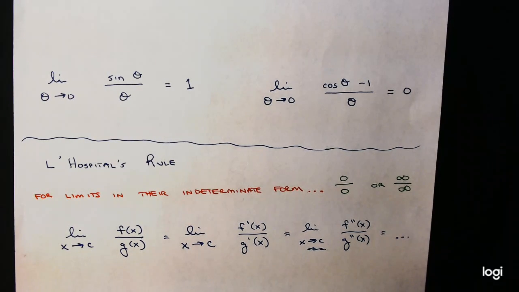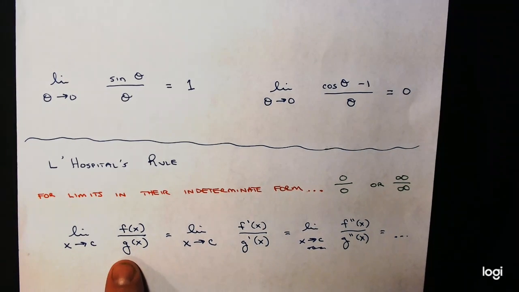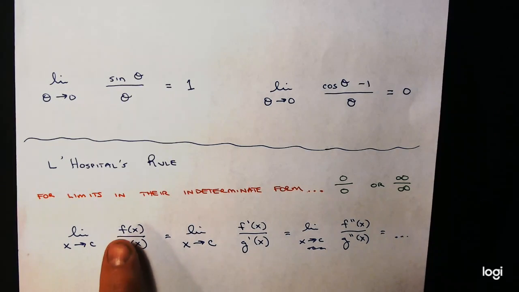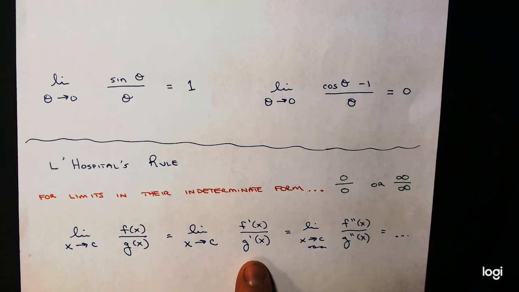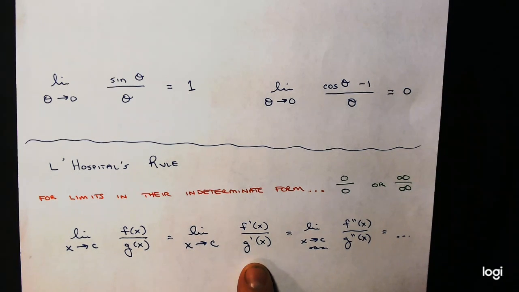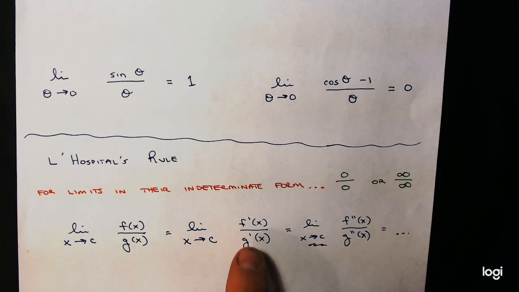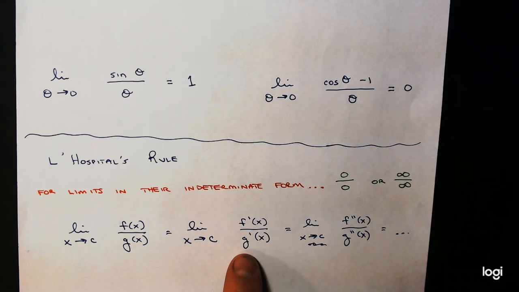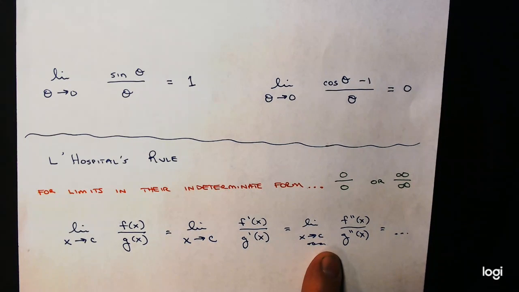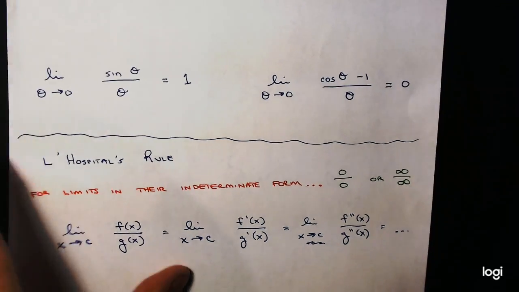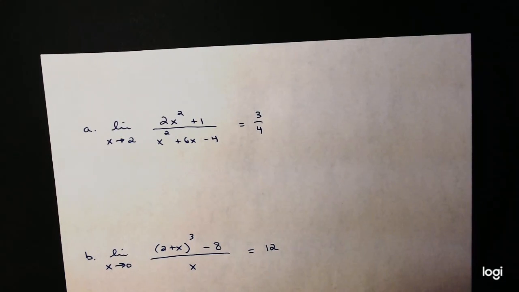So if we have a limit in its indeterminate form, we can take the derivative of each individual function and try to reevaluate that. Notice this is not the quotient rule. We're just analyzing the ratio of two different functions, and we're analyzing the ratio of the slopes of two different functions. And if this is still indeterminate, we'll move on to the next one. So all we're going to do here is go back through a lot of these examples and just show you how you can use L'Hopital's rule to solve all of these.